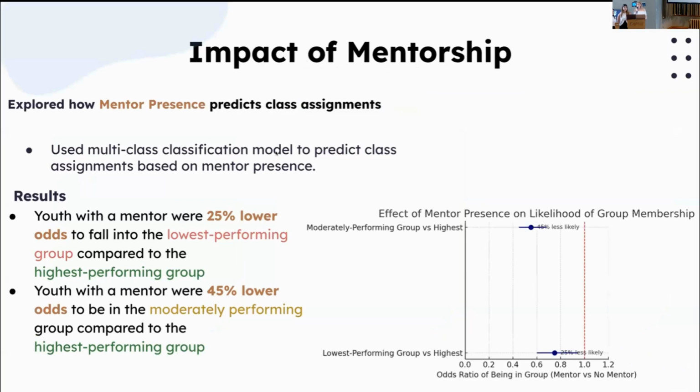In conclusion, these results convey that mentorship is strongly associated with better life outcomes. For example, although our analyses show Maya is more likely to fall within one of the lower performing groups, our results show that with mentorship, Maya has a higher chance of falling within one of the highest performing groups. Overall, we found that youth who have a mentor are significantly more likely to belong to the highest performing group.